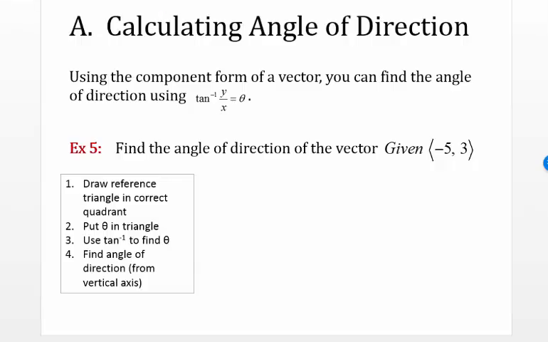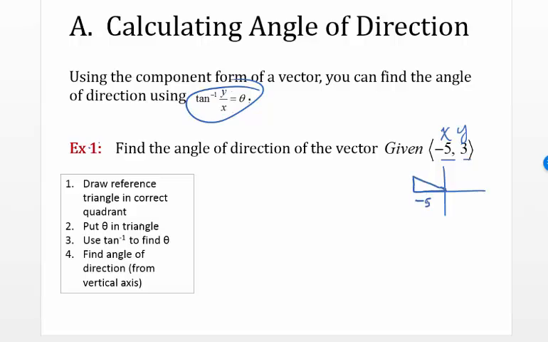Okay, so you can find this angle using this relationship of tangent we know right here. We know inverse tangent is the y over the x, and that's going to give us theta. So for instance, the angle of direction given this vector, -5, 3. So the first thing, here's your little steps over here. The first thing you want to do is draw yourself a reference triangle in the correct quadrant. So think about it. Where are your x coordinates negative and your y coordinates positive? Hopefully you catch by now that's over here in quadrant 2.